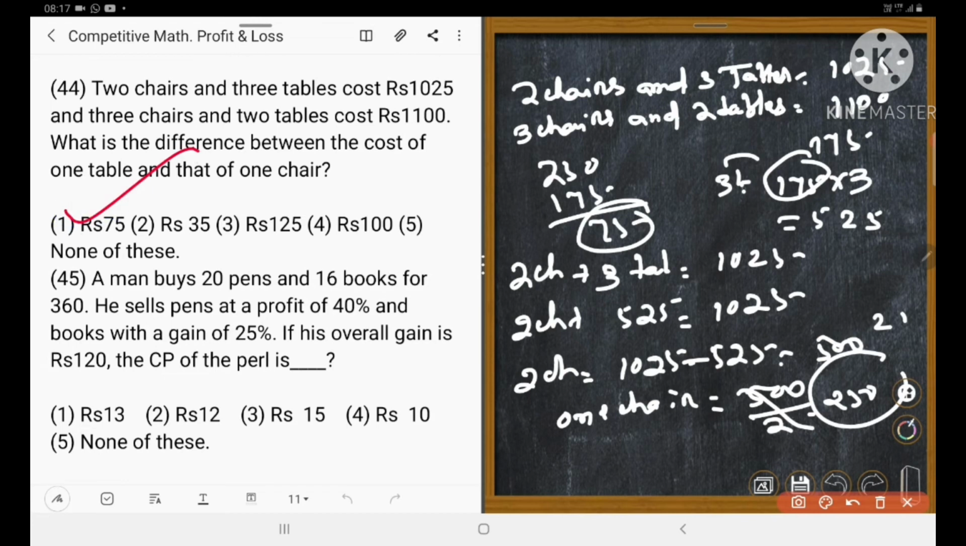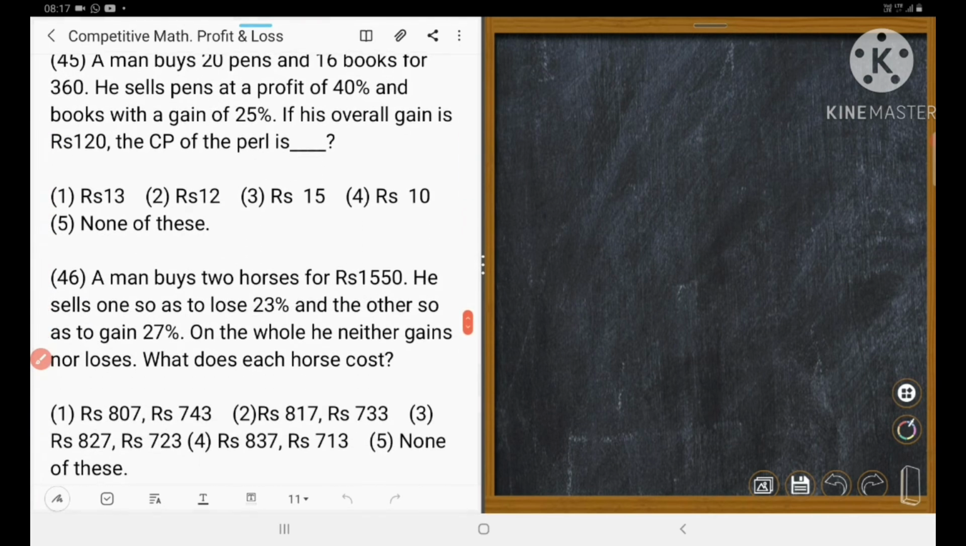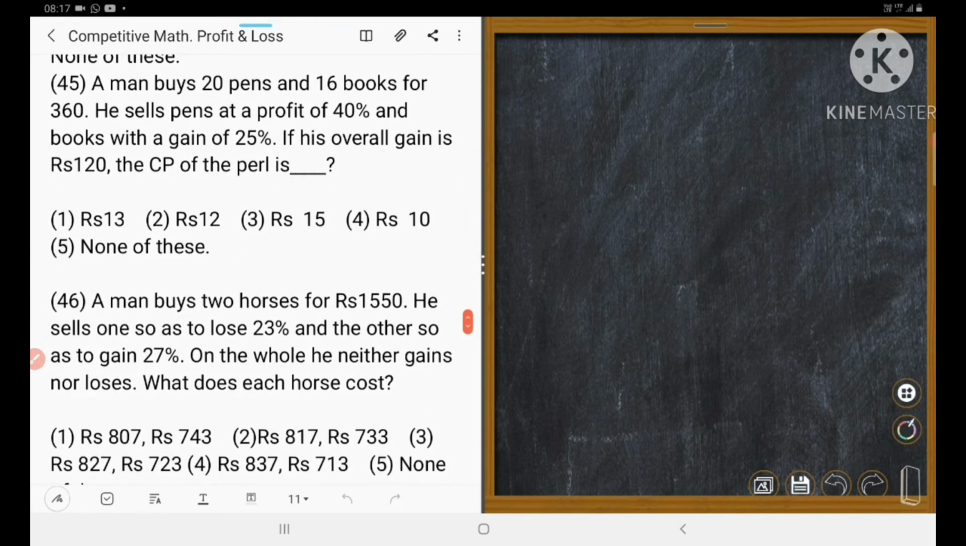Okay. Next one is, tell me, which number? 45. Right? A man buys 20 pens and 16 books for 360. 20 pens plus 16 books for 360 rupees. He sells pens at a profit of 40% and books with a gain of 25%.